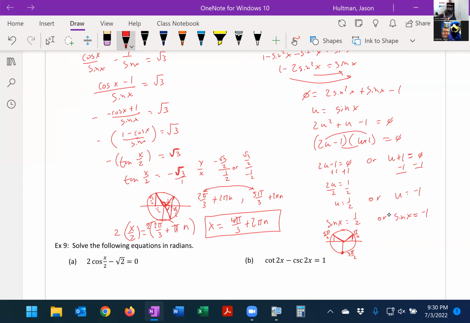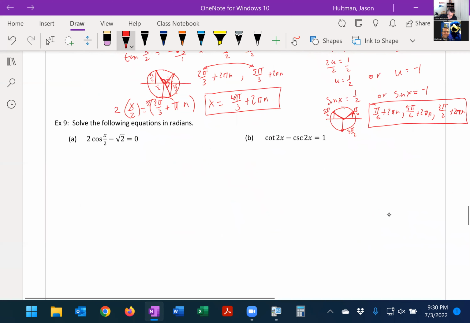So we know that there's 3 places that this is going to have a solution. It's going to be pi over 6 plus 2 pi n, 5 pi over 6 plus 2 pi n, and 3 pi over 2 plus 2 pi n. So 3 different spots on the unit circle will give me a solution, and then all of the rotations around that are taken into account by the 2 pi n.